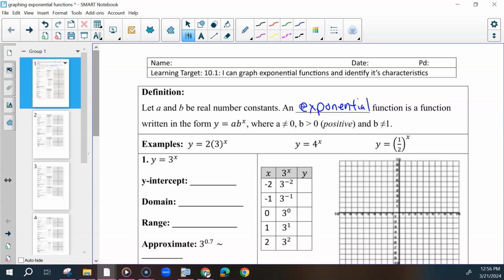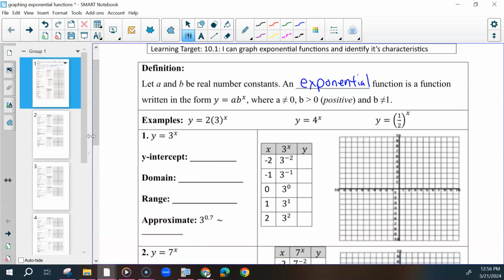Because if a equals 0, the whole thing would be 0. That would be a constant function or a horizontal line. If b was negative, this wouldn't really work. It would be something else. And if b equaled 1, 1 to any power is 1. So then we could actually do this. There are some different examples of what exponential functions might look like.